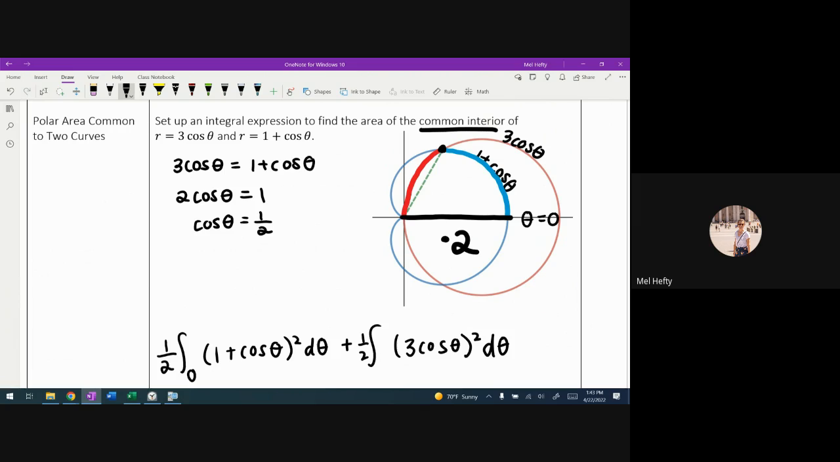I notice it's in the first quadrant. So I really want to know, where does cosine equal 1/2 in the first quadrant? If you're thinking about what angle you think it is, it looks like that angle. So because we're just looking for this one spot right here, I think it is 2.